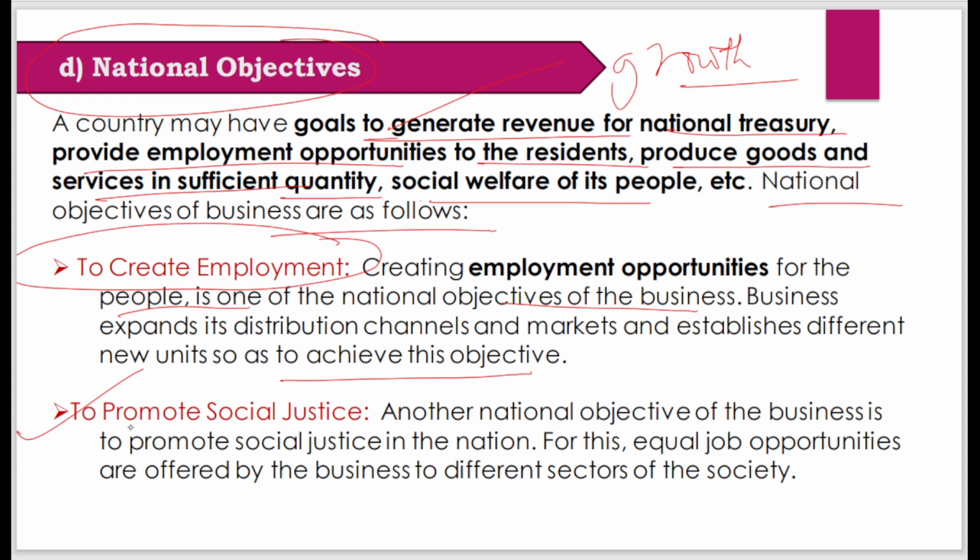And to promote social justice. Under this category, another national objective of the business is to promote social justice in the nation. For this, equal job opportunities are offered by the business to different sectors of the society, right? So in case of jobs, there should be equal opportunity for all.